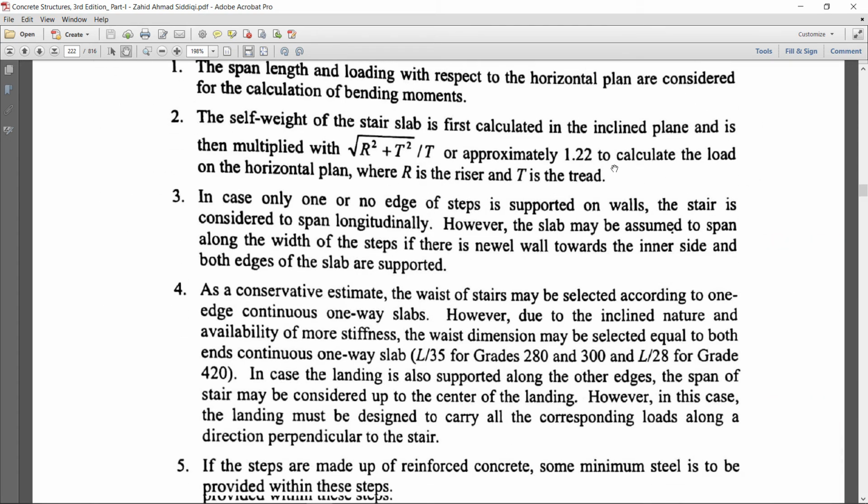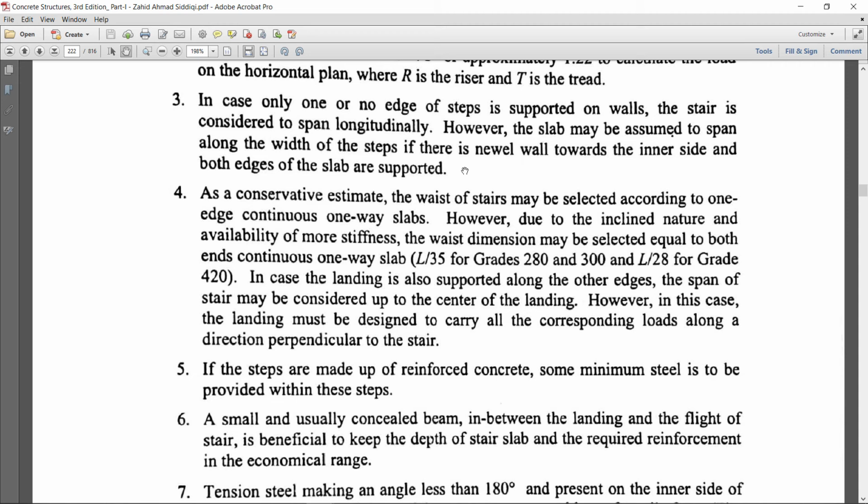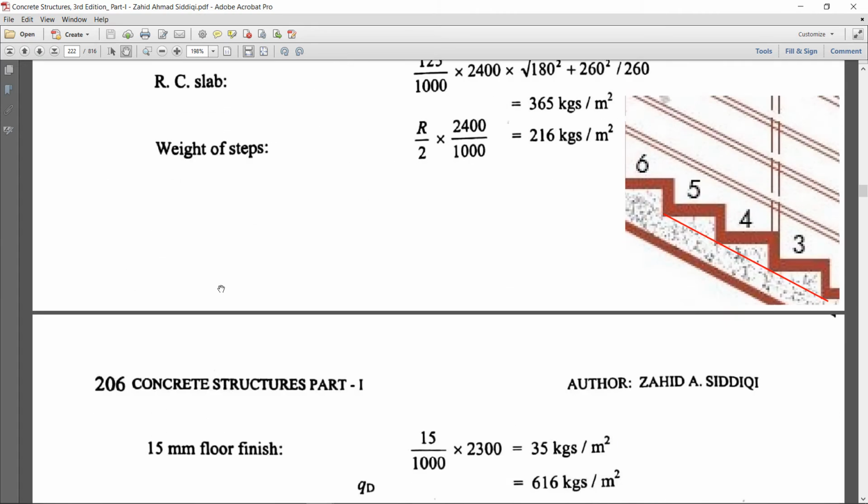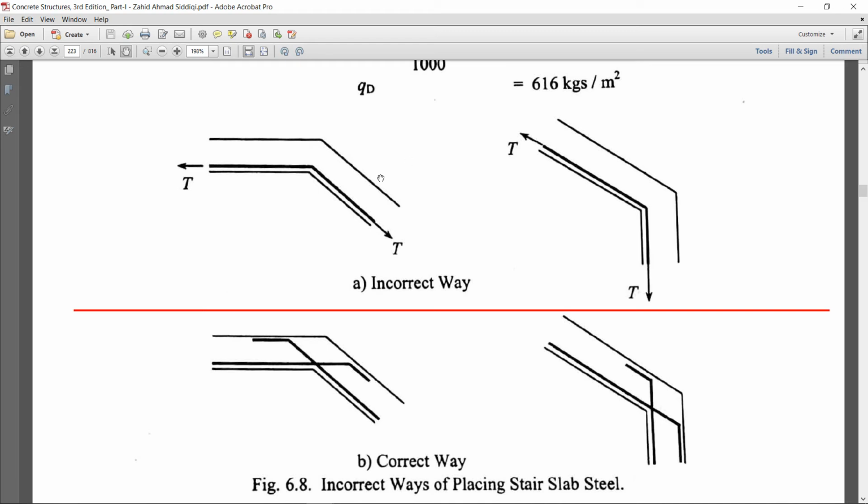Okay, then for taking the minimum depth, here is a conservative approach. For the design of slab, you will take L by 35 for 280 and 300 grade and L by 28 for grade 420. Okay, and there are some guidelines regarding the detailing. That comes in the example.